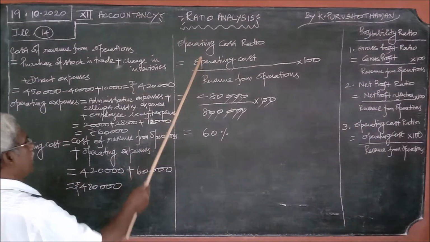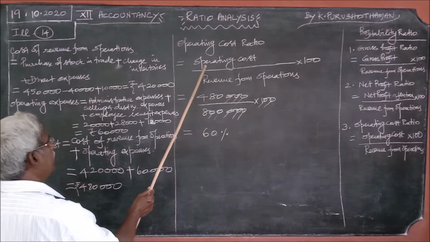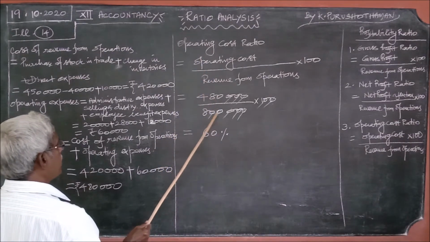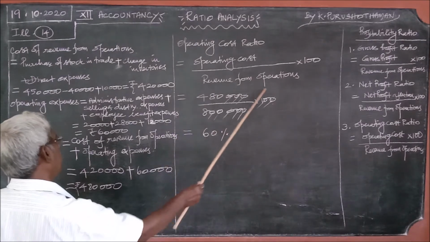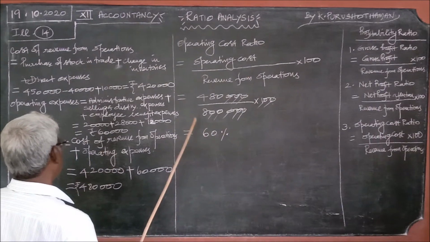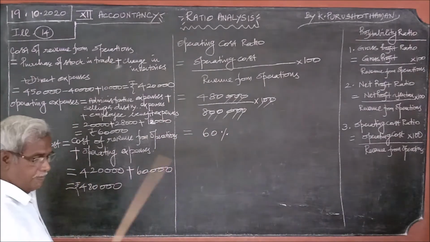So in the numerator you substitute 4,80,000. In the denominator, revenue from operations, 8 lakh. And after simplifying this, you will get the answer in percentage.